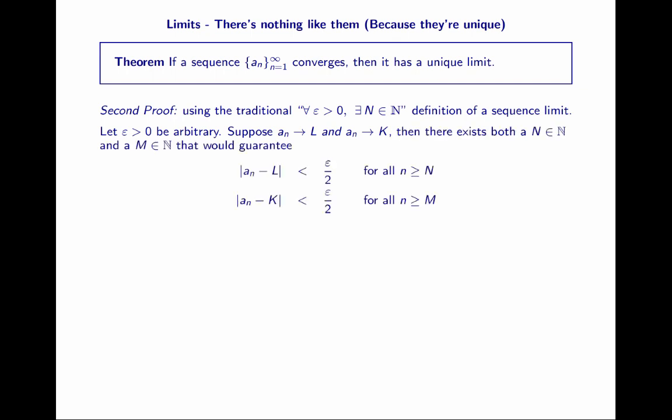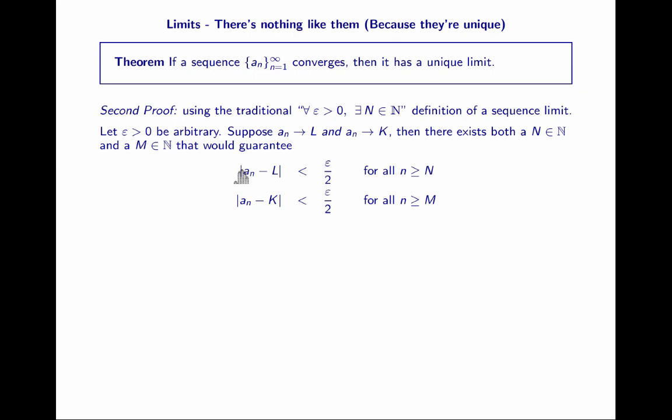Well then, by definition of what it means to converge, there exists both a natural number big N and a natural number big M that guarantees that a_n is arbitrarily close to L, specifically half of epsilon. So the difference between a_n and L is half of an epsilon, and the difference between a_n and K is also half an epsilon.